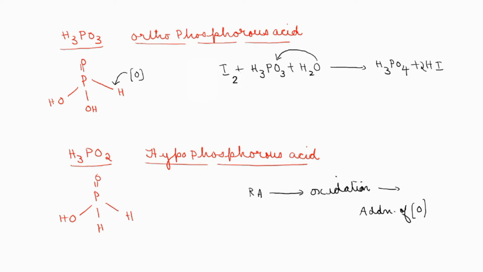Is it clear now? Whenever a hydrogen is directly attached to phosphorus, it can easily introduce a nascent oxygen between P and H. So compared to H3PO3, H3PO2 will act as a strong reducing agent. Got it? You should remember this concept.